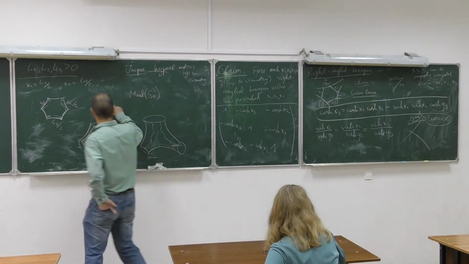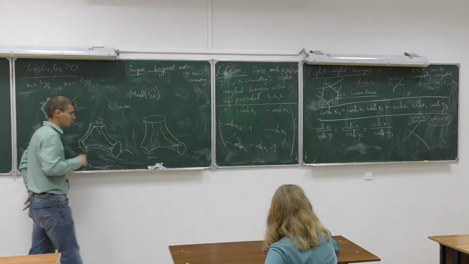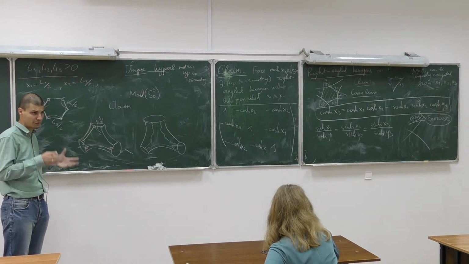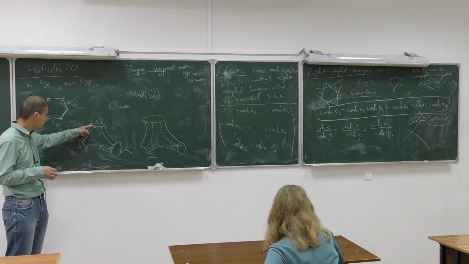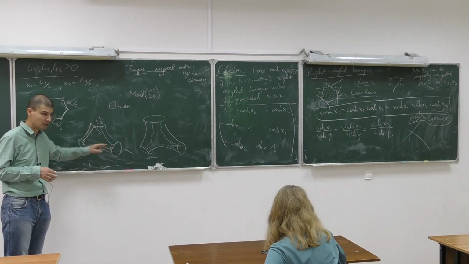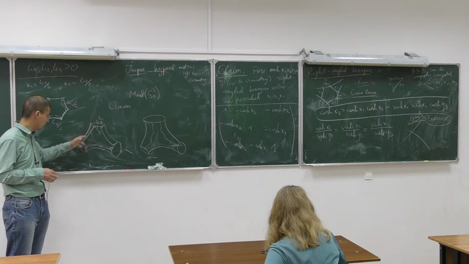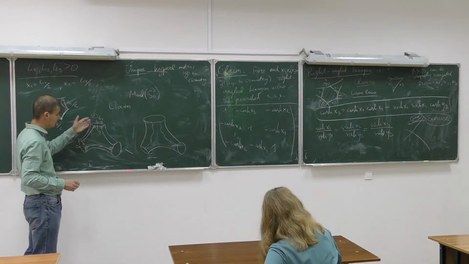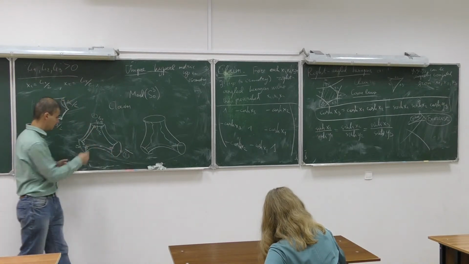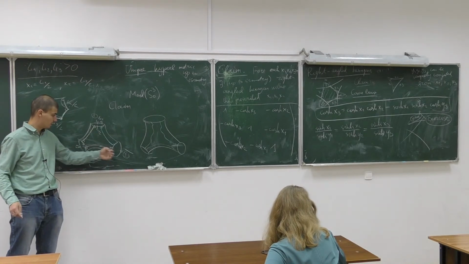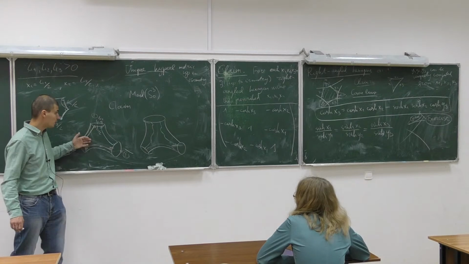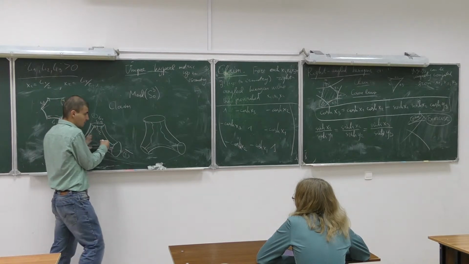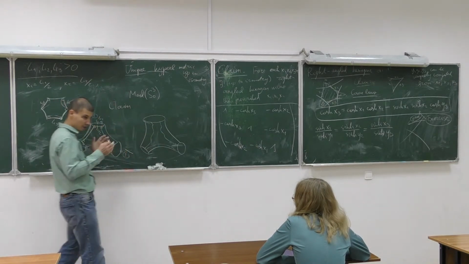So the claim, which is a purely topological claim, is that suppose we have a sphere with three boundary components, and we have three pairwise non-intersecting segments. One of them, yellow, connects the first and second components, blue connects the first and third, and red connects the second and the third components. And we have another such set of three segments. Then this set of segments is isotopic to that set of segments. This is what we need to prove.